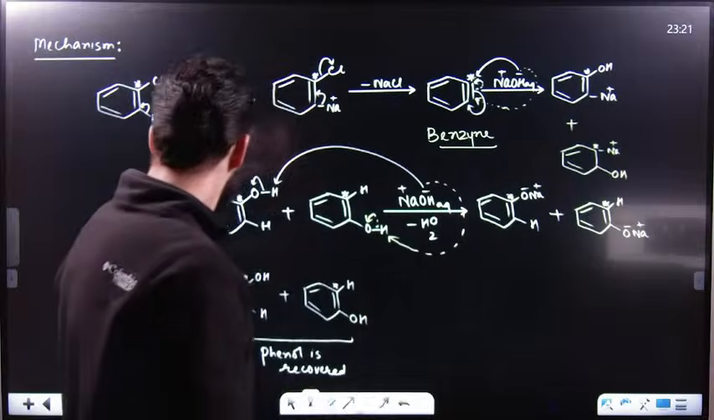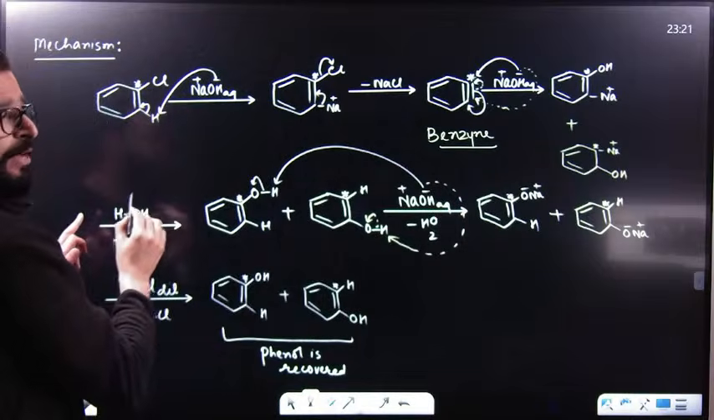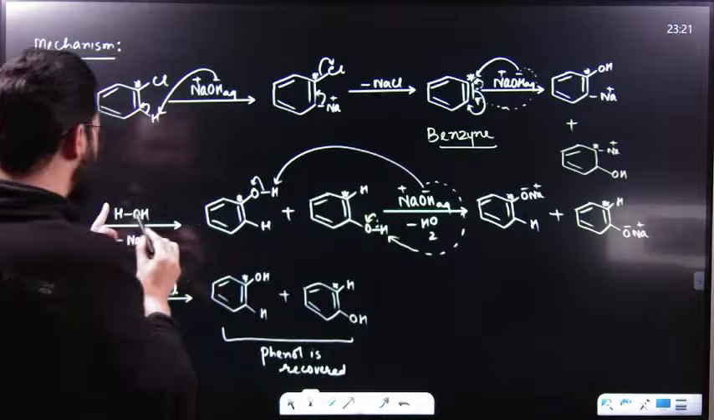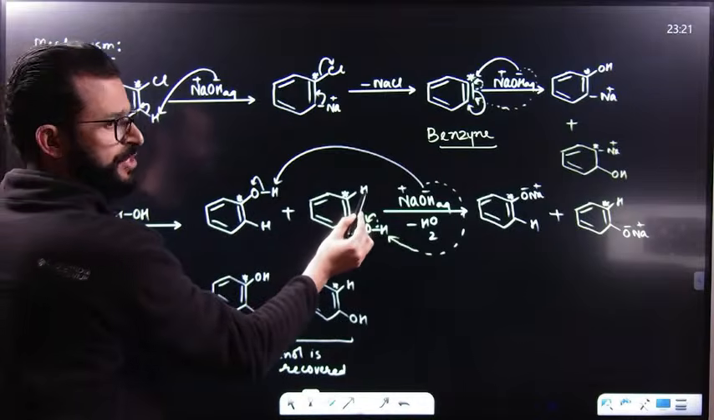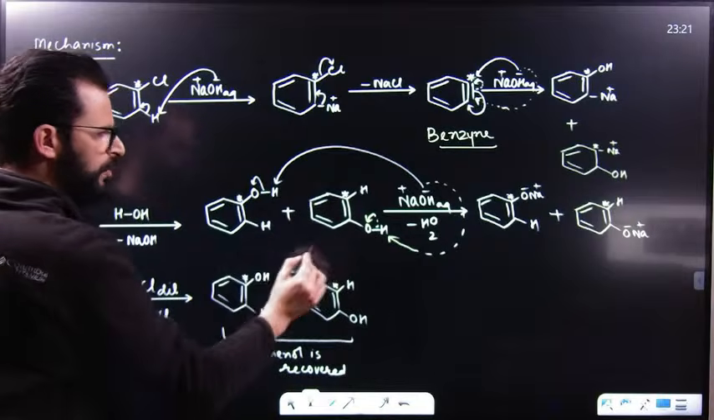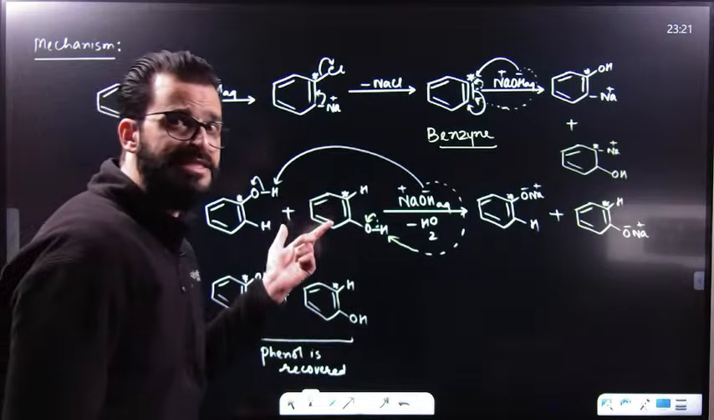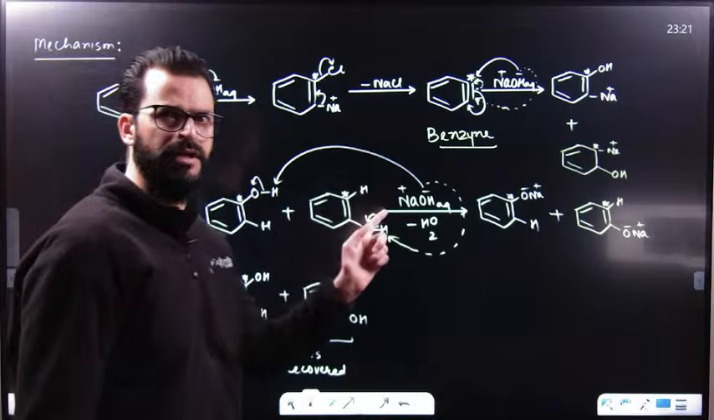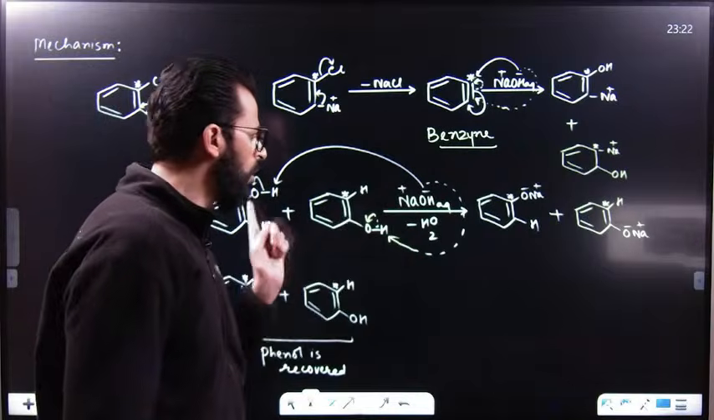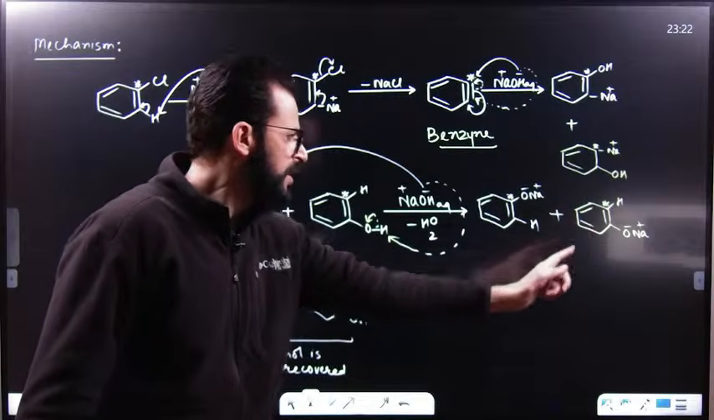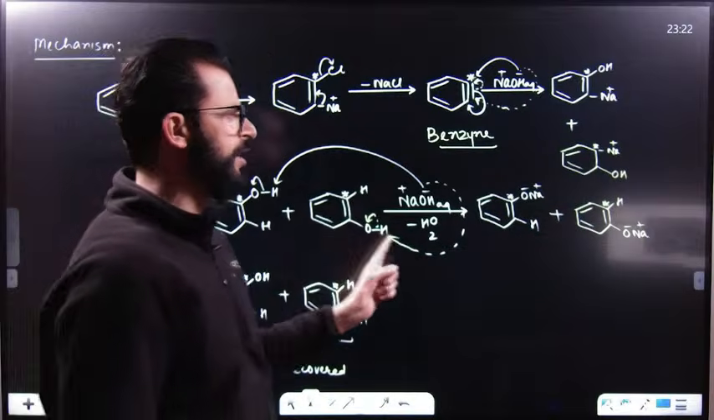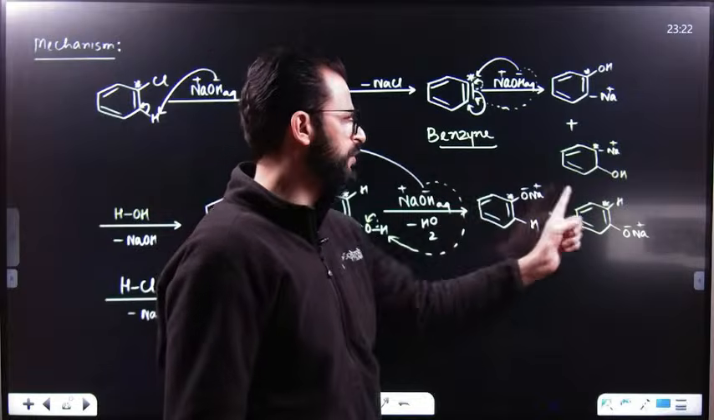After that, water: this negative charge will abstract hydrogen from water. So it becomes H, also it becomes H, so either this or this. That means phenol will be formed. But phenol will act as an acid because it has acidic hydrogen, and in basic medium, phenol is converted to its sodium salt. That means phenol cannot be recovered here, as this base will convert it into salt.